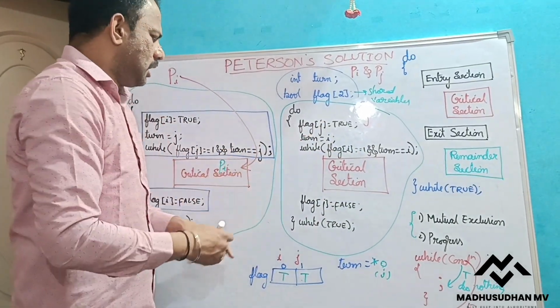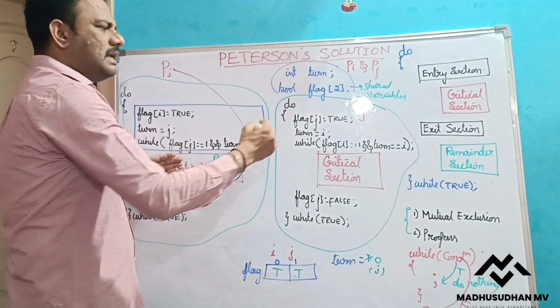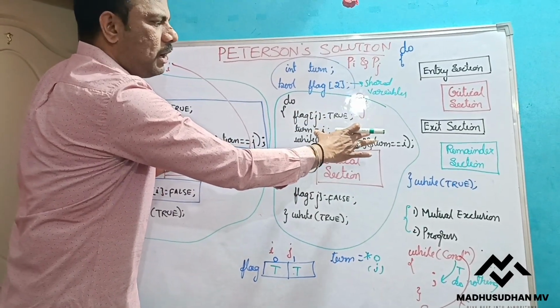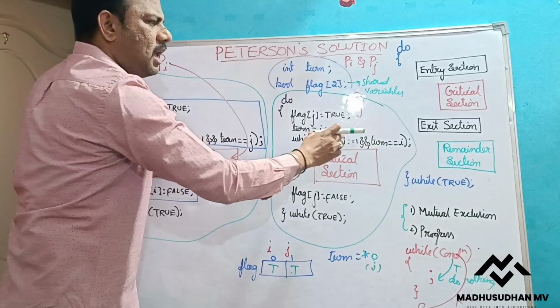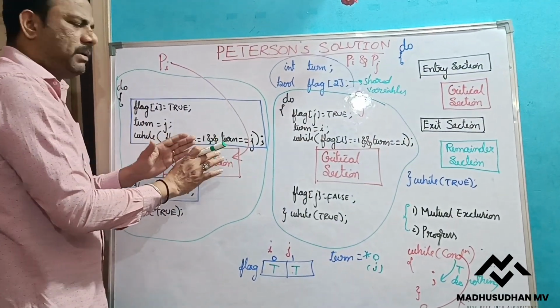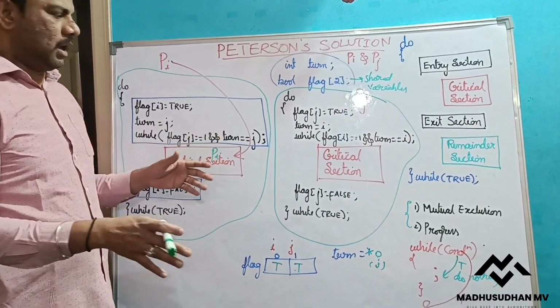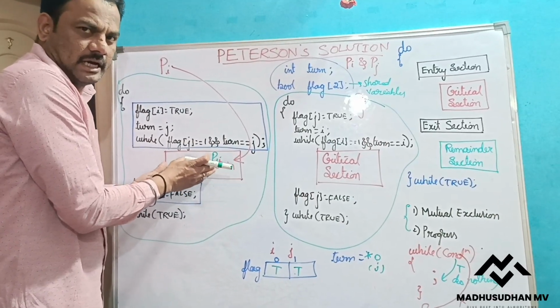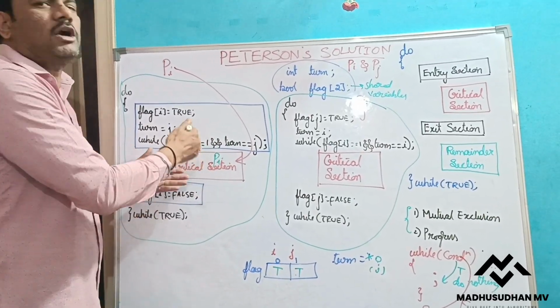Now assume Pi is doing some operation and it keeps rotating here only, stuck in the while loop. After some time, assume Pi is done with its job, whatever operation it wanted to do on the shared data in the critical section. Now Pi wants to come out.